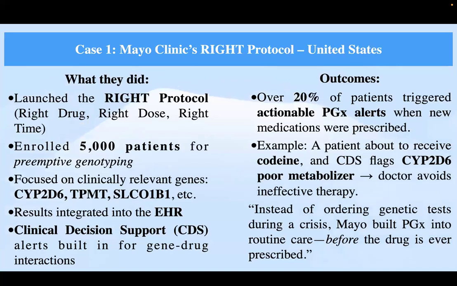Doctor avoids ineffective therapy. So instead of codeine, they will prescribe some alternate agents that don't require CYP2D6. So instead of ordering a genetic test during a crisis, which is not possible all the time, Mayo builds PGx into routine care before the drug is ever prescribed.